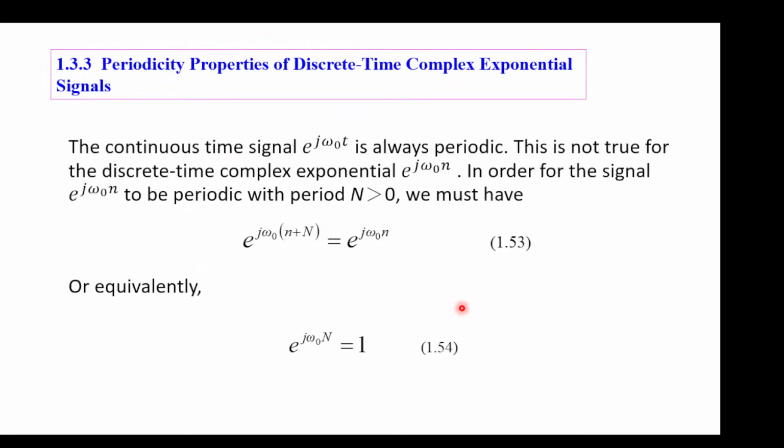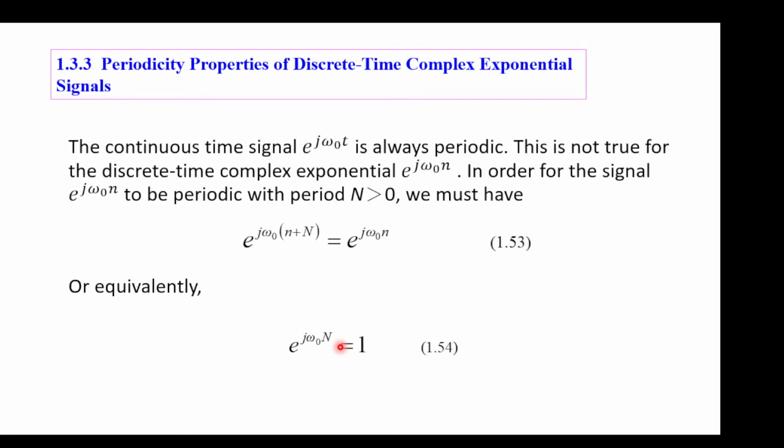Now, when is the signal periodic? Our signal is e to the j omega naught n. In continuous time this is always periodic, but for a discrete time signal, e to the j omega naught n is not always periodic. For this to be periodic, you need some period big N, so e to the j omega naught (n plus N) equals e to the j omega naught n. You cancel the small n part out, then you get e to the j omega naught N equal to 1. Big N is an integer because you only take integer points here.